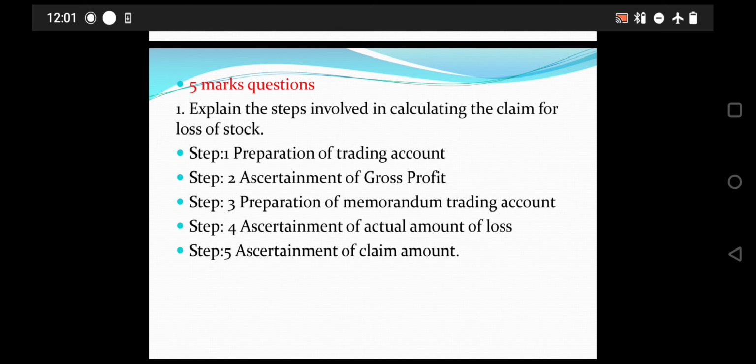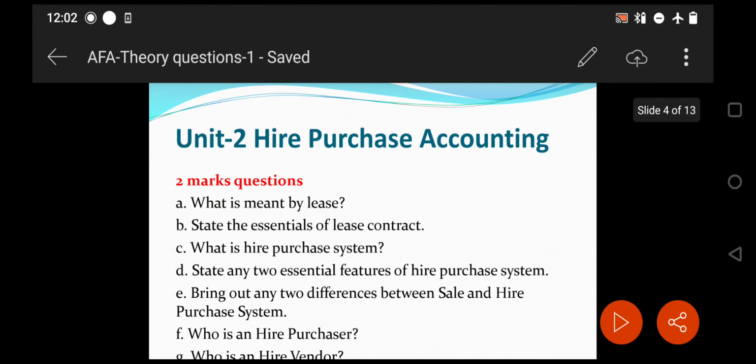But when the policy amount is given in the problem, at that time you have to calculate by using the formula: amount of claim is equal to policy amount into actual loss of stock divided by stock on the date of fire. So stock on the date of fire we will calculate in step 3, that is by preparing the memorandum trading account. And in this particular chapter there won't be any questions which will come for section C.